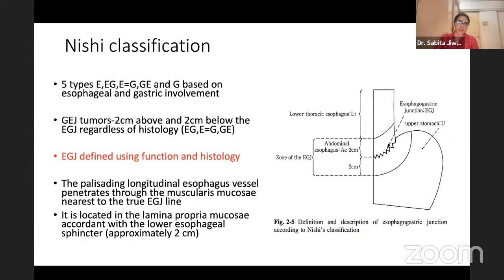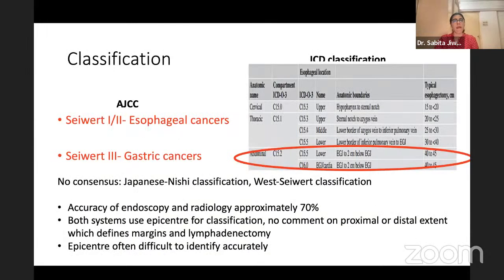And the Nishi classification is a little more complicated, but it is mostly followed in Japan, so you don't need to know the details. And in AJCC, Seward type 1 and 2 are classified with esophageal cancers, whereas the type 3 are counted as gastric cancers.